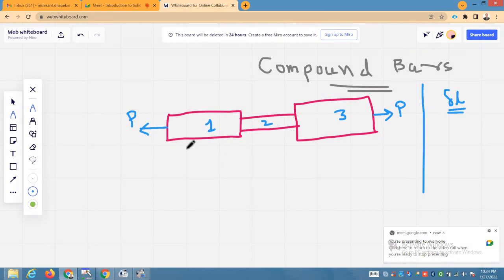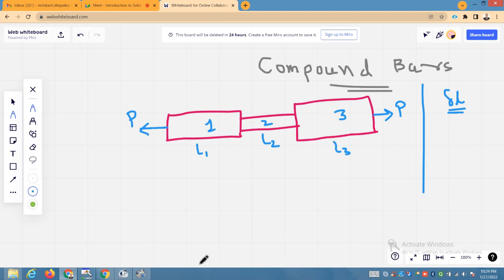So we will assume first of all the length of this first section as L1, length of this second section as L2, and length of this section let us assume L3. I shall explain you how to determine the change in length. Then you can take numerical values, you can refer any book and you can solve the numerical. Assume that area for this first section is A1, for second section it is A2, and for third section it is A3.